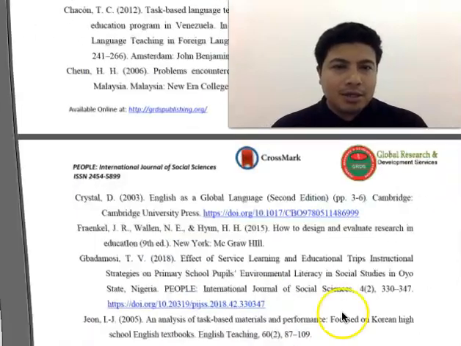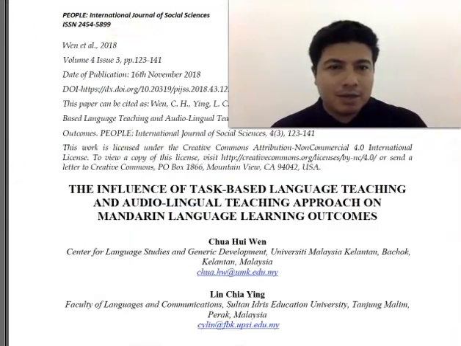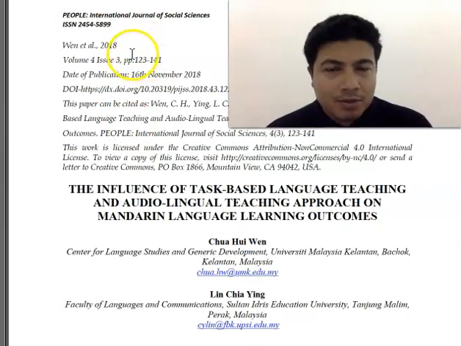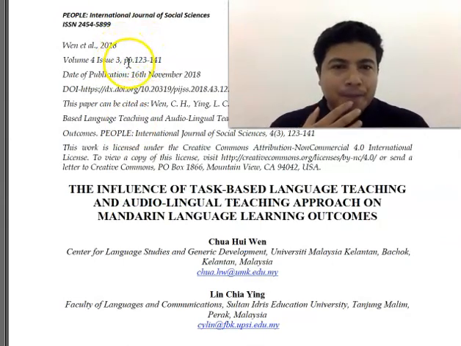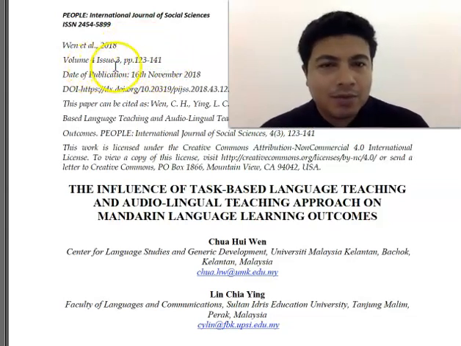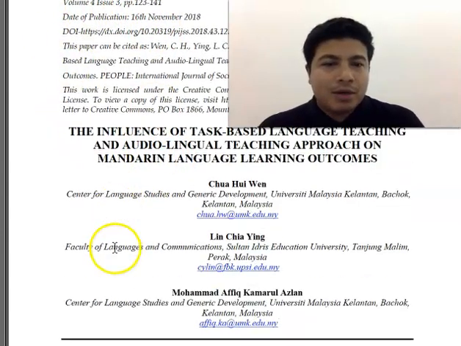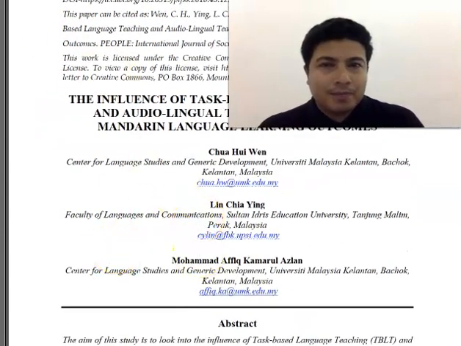So this is an example of the journal that we look at just now. So this is the number of pages, and this is the volume and the issue. So volume 4, issue number 3, pages 139 to 141, and this is the title. But there are many authors here.